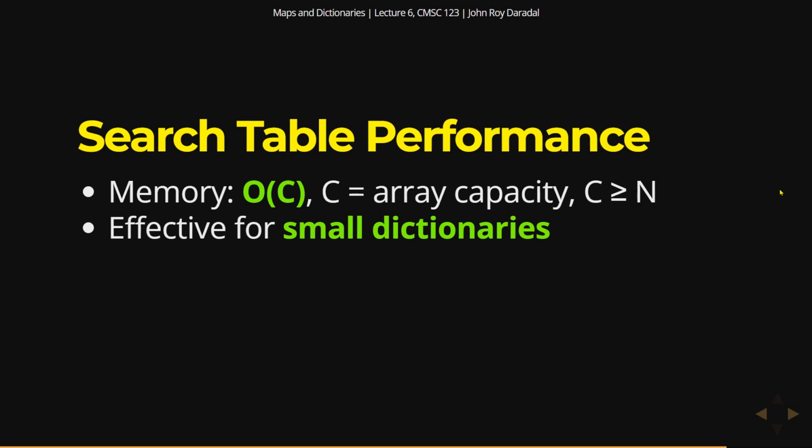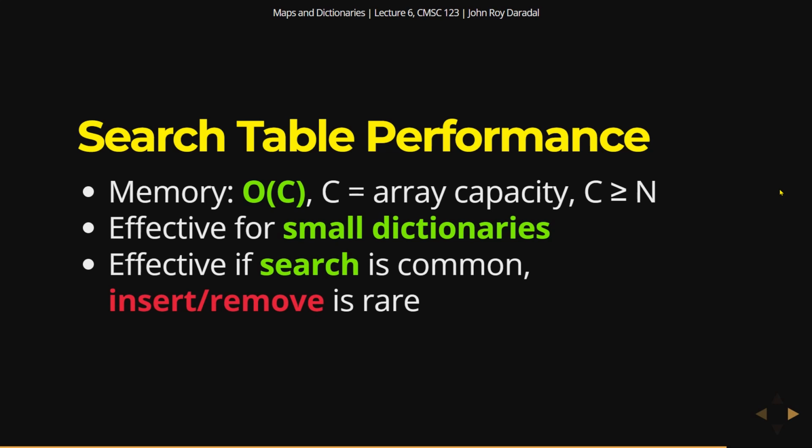Okay, so this implementation is only effective for small dictionaries, and it's also effective when the search part is common, so you're always searching, but insertion and removal is rare. For example, if your dictionary is already set, you're not planning on adding or removing more items to it, and you just want to search through the entries, then search table would be an effective implementation, because if you sort the entries, then you can make use of the binary search, which will make it run in O of log n time.